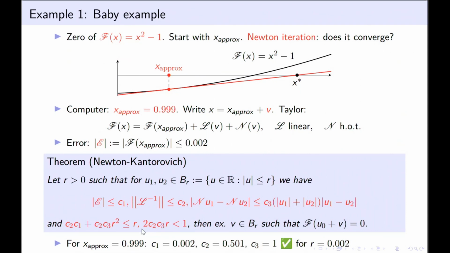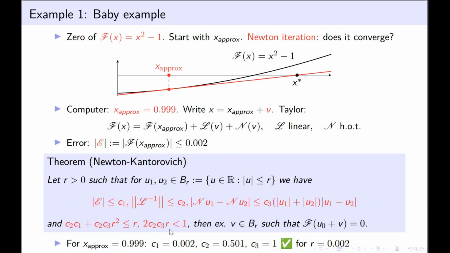And before we move on, let's look at these two inequalities that should be satisfied. So what do they really mean? C2 and C3, they are what they are. They are given in nature. You can't really change them. That's a part of the problem. So the second inequality, this 2 C2 C3 R, tells you you need to choose the R very small to absorb these other constants.